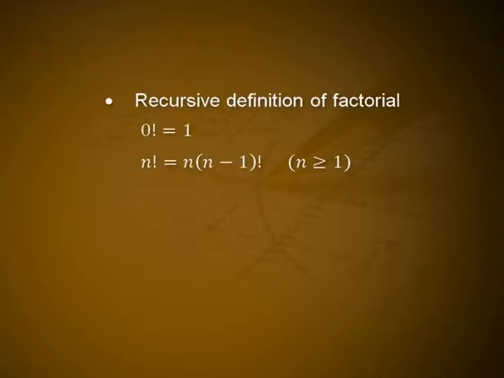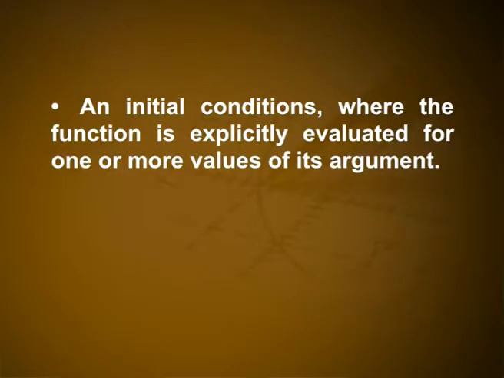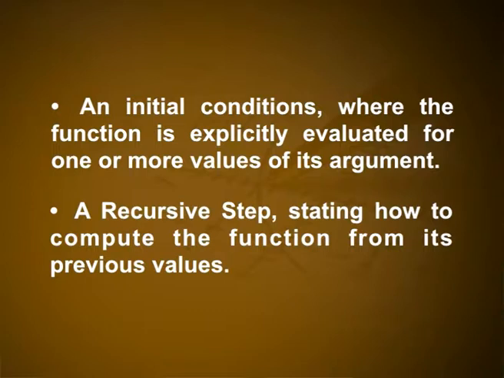Other examples: recursive definition of factorial, that is 0! = 1, and n! = n * (n-1)! for n >= 1. Another example: recursive definition of power. a^0 = 1, and a^n = a^{n-1} * a for n >= 1. In all these examples, we have initial conditions where the function is explicitly evaluated for one or more values of its argument, and a recursive step stating how to compute the function from its previous values.